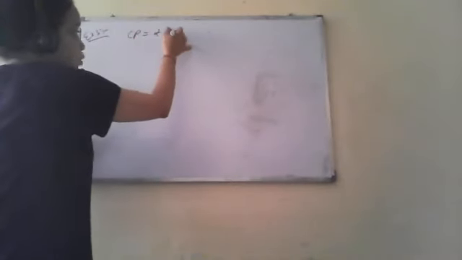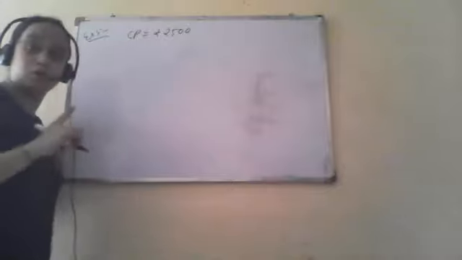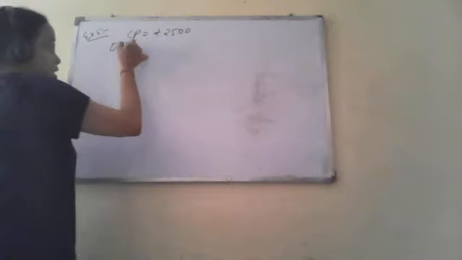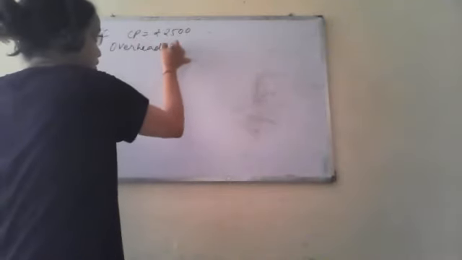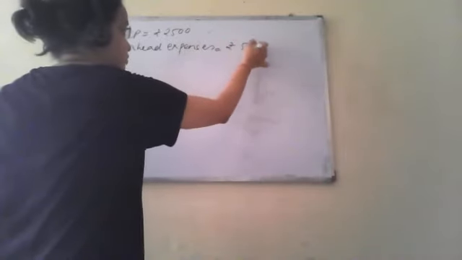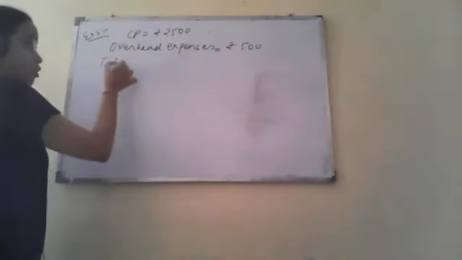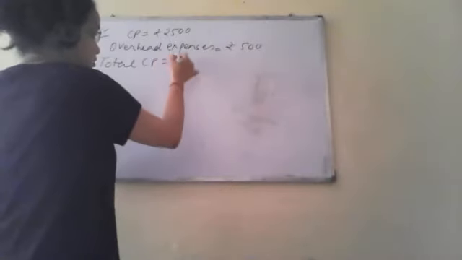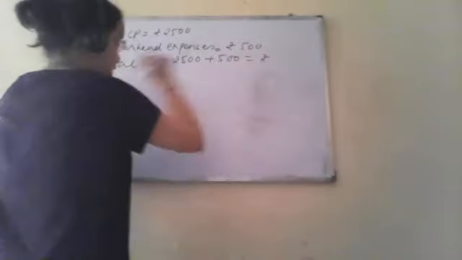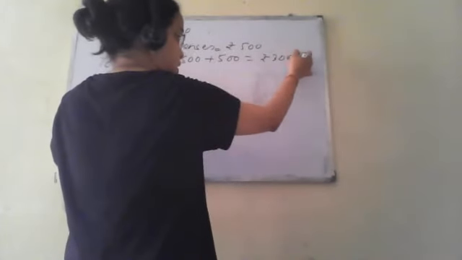Now, the initial cost price was rupees 2500. I have told you the overhead expenses have to be added to the cost price. The overhead expenses were rupees 500. So total CP is rupees 2500 plus rupees 500. So its actual or total CP is rupees 3000. That refrigerator cost him rupees 3000.